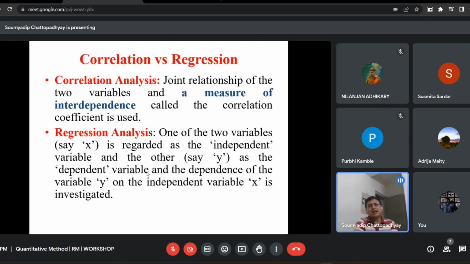Correlation analysis is basically a joint relationship between two variables, and it is a measure of interdependence, which is called the correlation coefficient. In regression analysis, there are two variables. One variable is regarded as the independent variable, and the other is regarded as the dependent variable. In this case, the dependence of the variable y on the independent variable x is investigated. This is basically the idea of regression analysis.